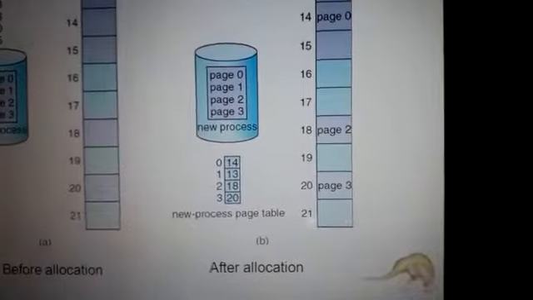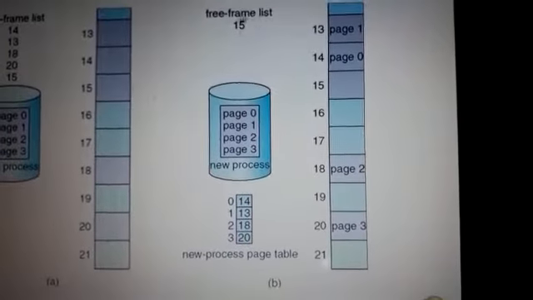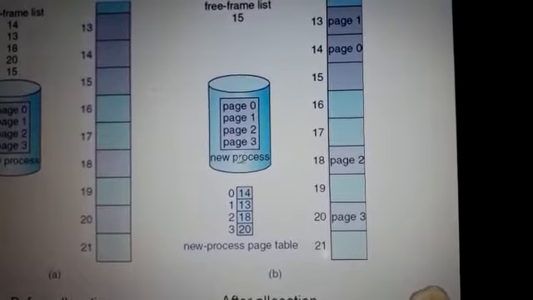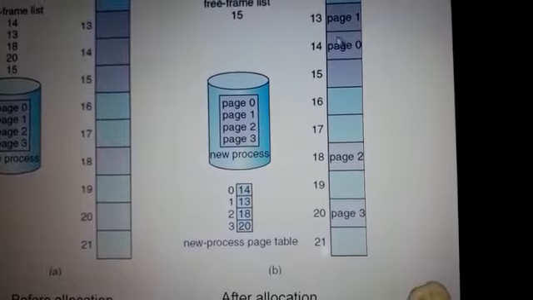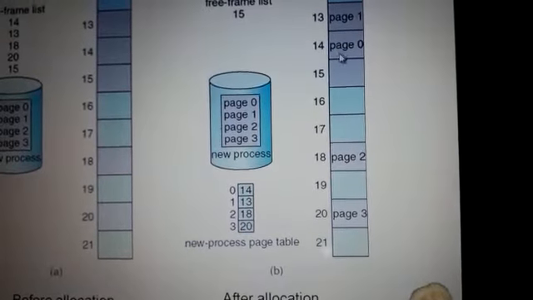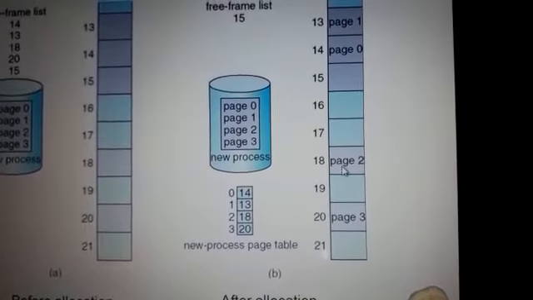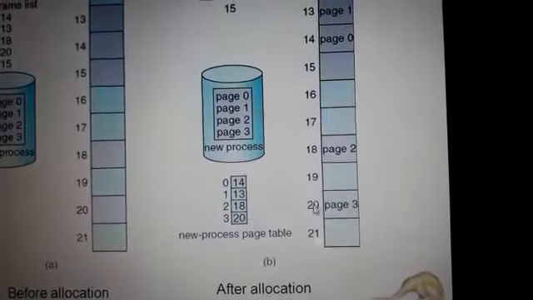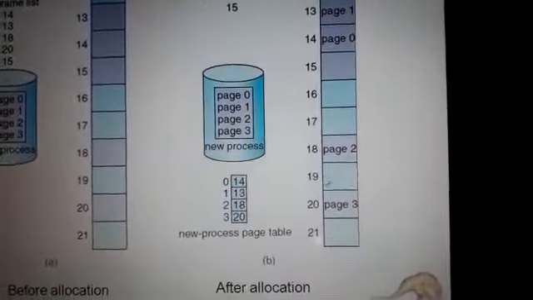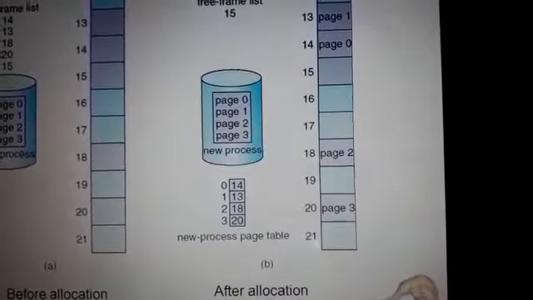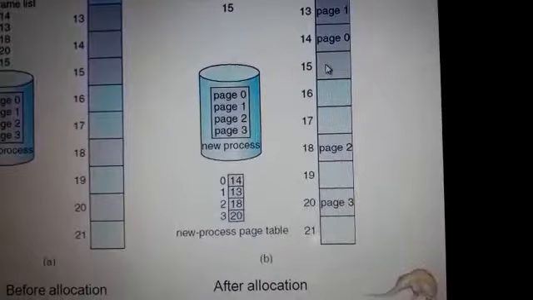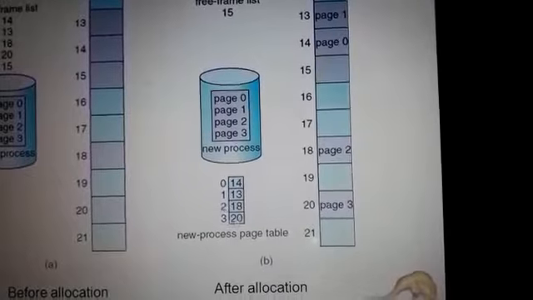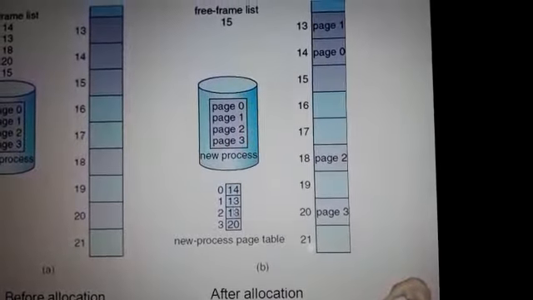After allocation, one of the frames is left behind, that is 15. So pages 0 to 3, there are a total of 4 pages, and here frame 13 is occupied by page 1, frame 14 by page 0, frame 18 by page 2, and frame 20 by page 3. So these are nothing but the frame numbers, and these are the pages allocated to these particular frames. So 0, 1, 2, 3 are nothing but the page table. This is the page table diagram here.